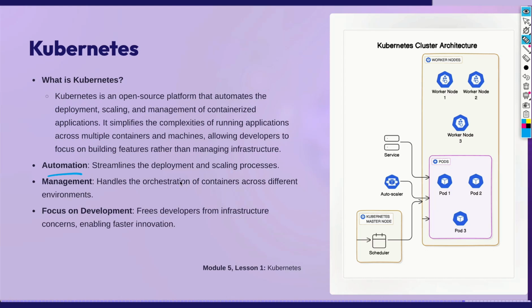So Kubernetes offers you automation. It streamlines your deployment and your scaling processes, so you don't have to worry about that. Then you have your management. So it handles the orchestration of containers across your different environments so that you can focus on development. It really frees up the developers from infrastructure concerns and enables much faster innovation.